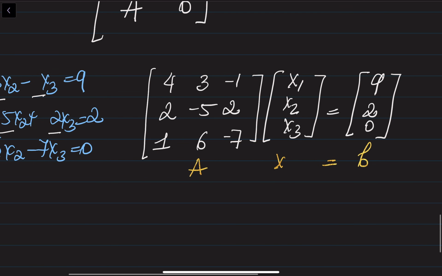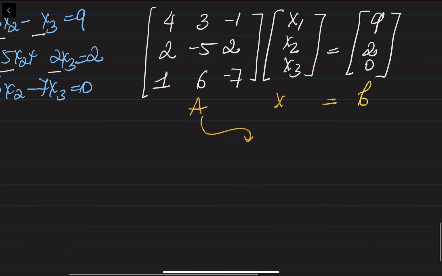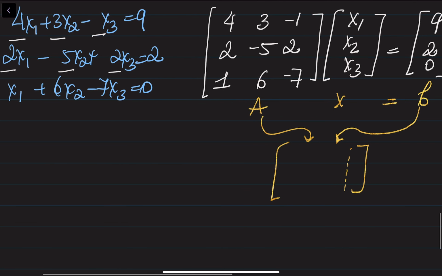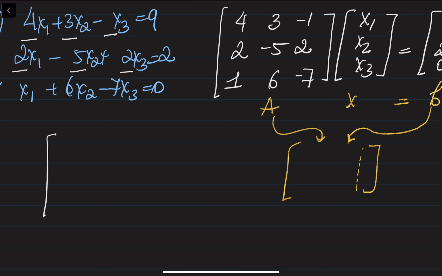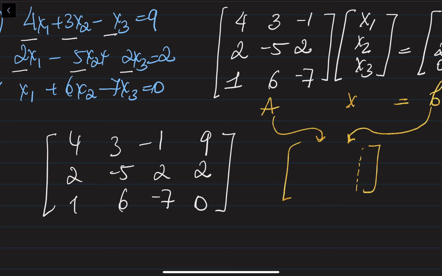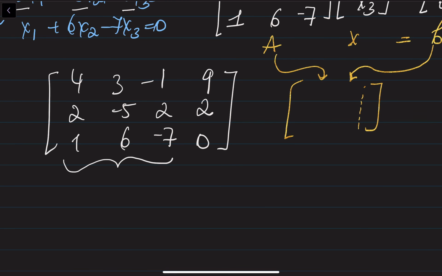What we're going to call an augmented matrix is whenever I put the A matrix and the B vector together. I'm going to put here a virtual line, which basically doesn't exist. So let me put them together. This is going to be 4, 3, minus 1, 9; 2, minus 5, 2, and 2; 1, 6, minus 7, and 0, and this is going to be called an augmented matrix. This is the coefficient matrix, this is the right-hand side part, the B vector, and all together, this matrix is called an augmented matrix.